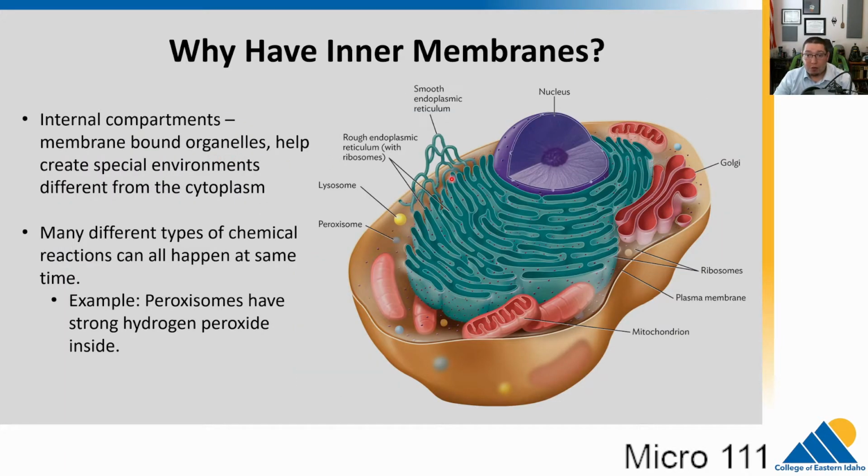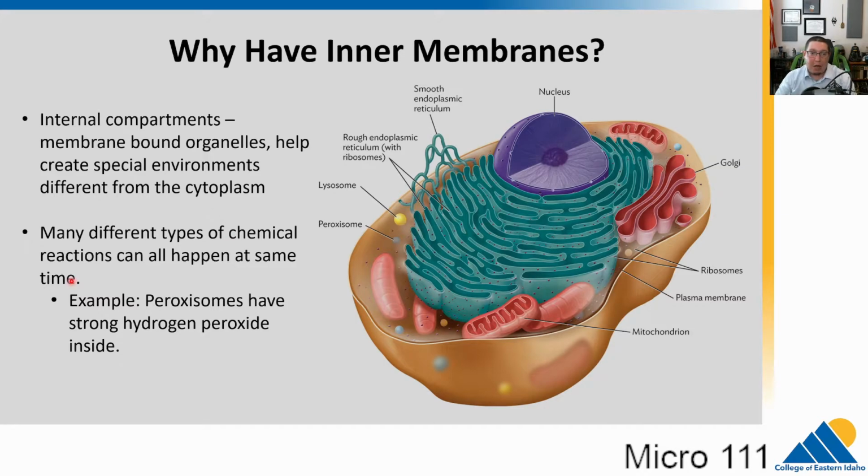So why have all this membrane inside the cell? Well, these internal compartments are super useful because they create little environments where different kinds of chemistry can happen. So in bacteria, they have the cytoplasm, but in here we have all these different compartments where different chemical reactions can occur that can't happen in the cytoplasm.